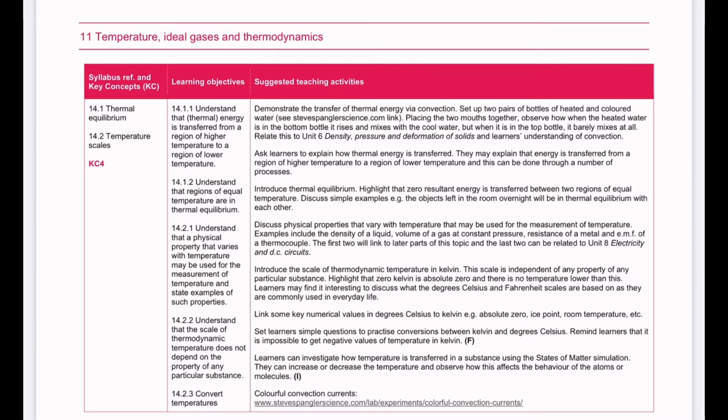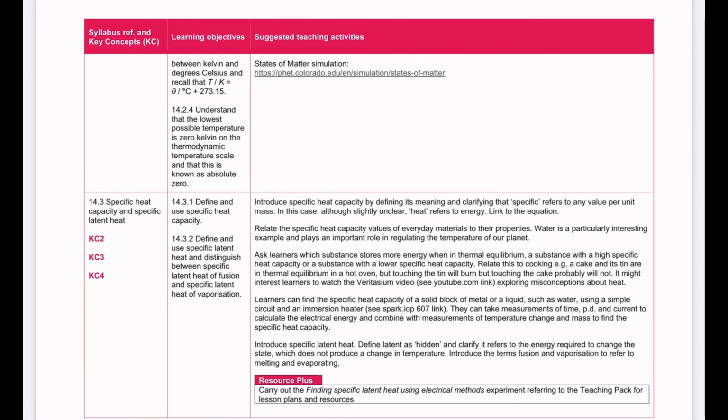14.2.3 Convert temperatures between kelvin and degrees Celsius and recall that T in kelvin is equal to θ in degrees Celsius plus 273.15. 14.2.4 Understand that the lowest possible temperature is 0 kelvin on the thermodynamic temperature scale, and that this is known as absolute zero. Key concept.